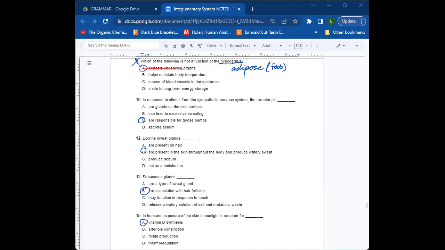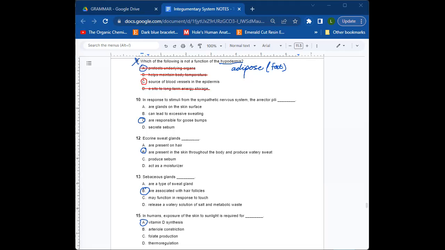Well, actually, it does protect, because first you have to go through skin, then fat, then muscle, and then bone in order to get to an organ. So yes, it does protect organs. It cushions them and protects them. And then, like you said, it does keep us warm. Does fat store energy? Yes, ma'am. So it's actually supposed to be C.